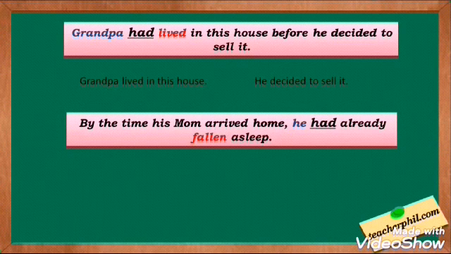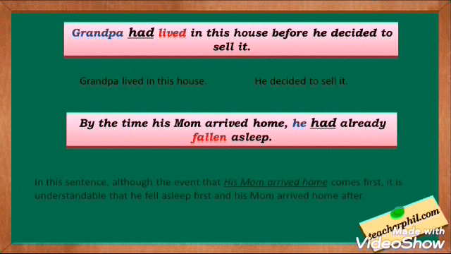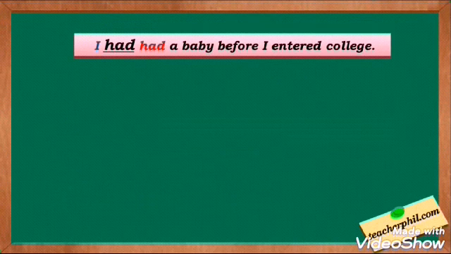The other example here we have, by the time his mom arrived home, he had already fallen asleep. So in this sentence, although the event that his mom arrived home comes first in the sentence, it's understandable that he fell asleep first and his mom arrived home after.